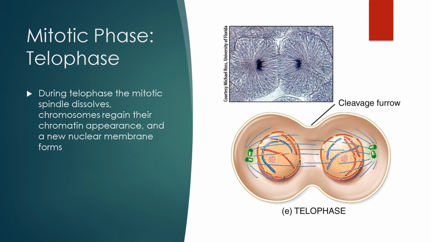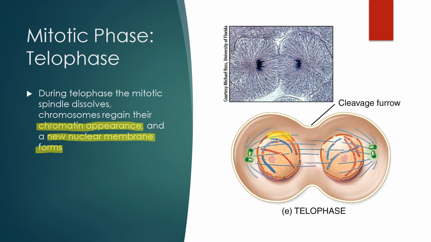Now the final stage of mitosis, which is telophase, begins after chromosomal movement has stopped. The chromosomes are now in their respective poles, and they're going to uncoil and revert back to that thread-like chromatin form. So they're going to regain their chromatin appearance. We're also going to see a new nuclear envelope or a new nuclear membrane form on either side.